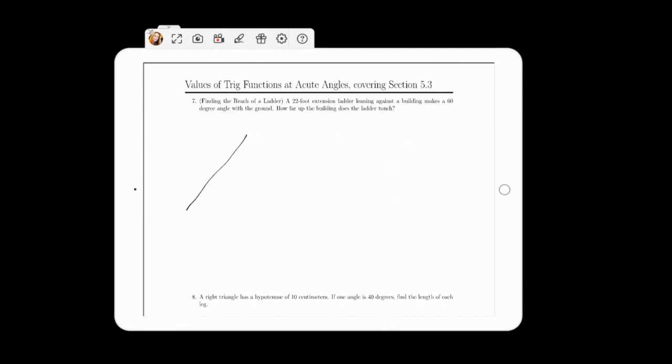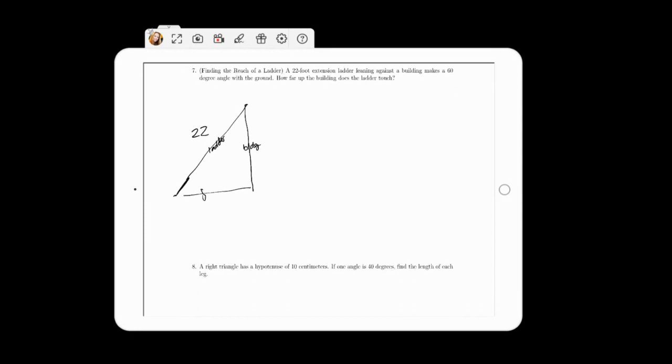So I have a 22-foot extension ladder leaning against a building. So this is the building. Let me label it. This is the ladder. This is the building. And then this is the ground. Okay, and then we're given that the ladder makes a 60-degree angle with the ground. So this angle is equal to 60 degrees, which we know to be the same as pi over 3 radians.